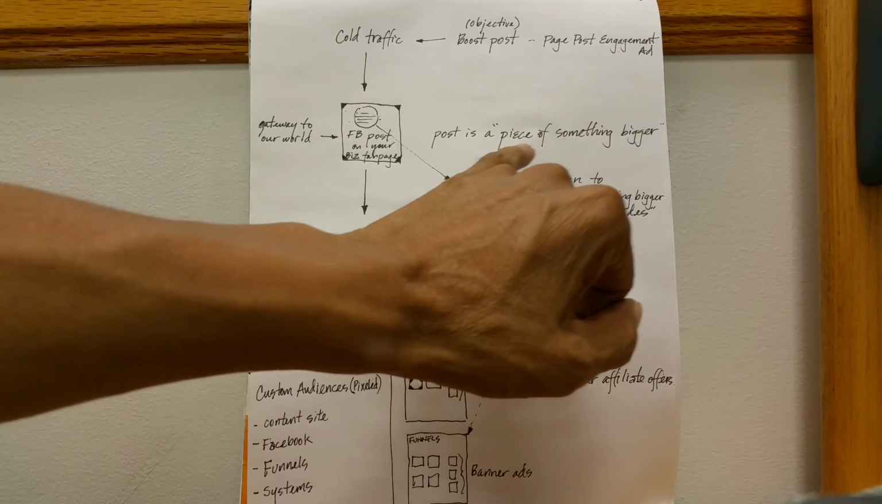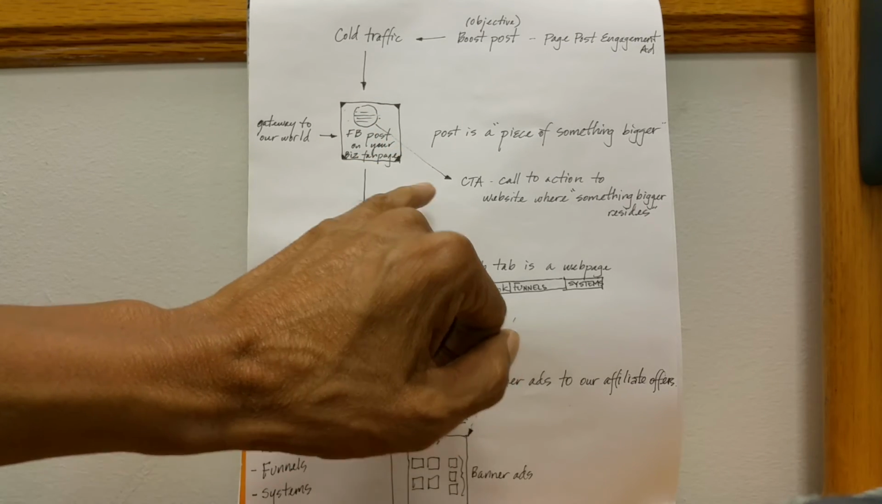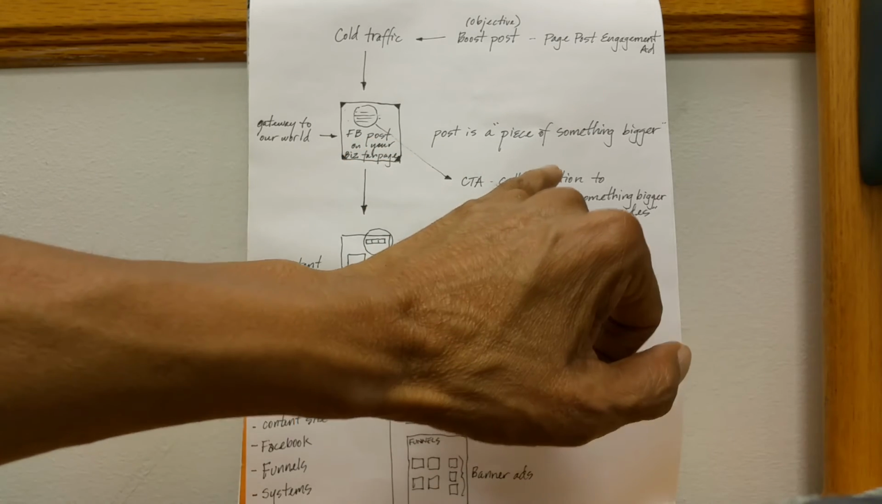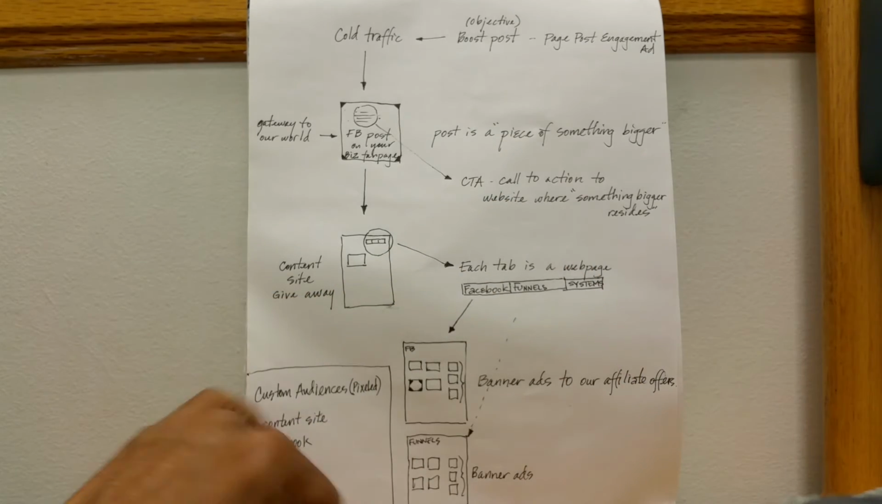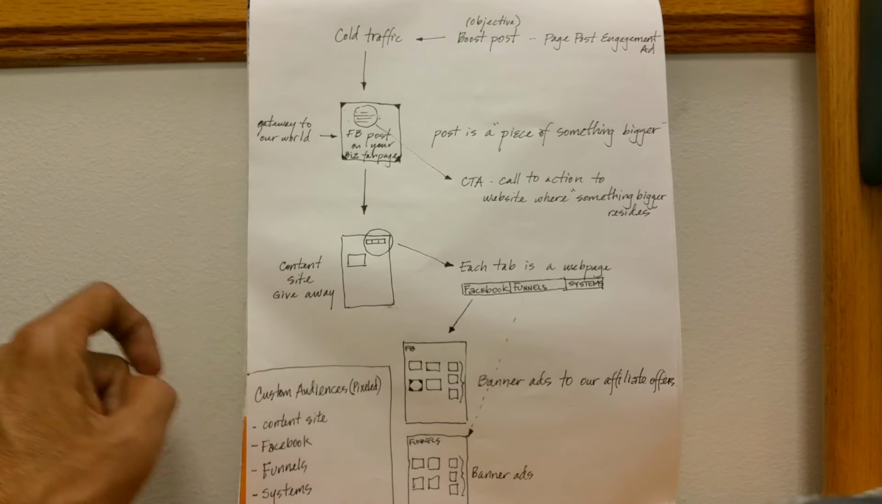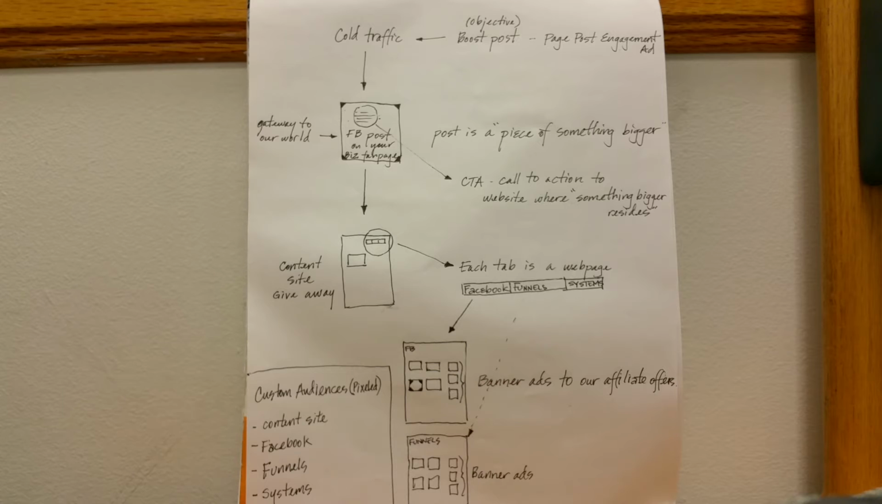This post is a piece of something bigger, and we're telling them, hey, you like this post? You'll like all the rest of the stuff that this is a piece of, and that place is a particular website. I'm going to call that site a content site. This is a giveaway site where we're giving away content, building up goodwill, delivering content to our marketplace, getting known. And this is all before they even see the landing page to opt in.